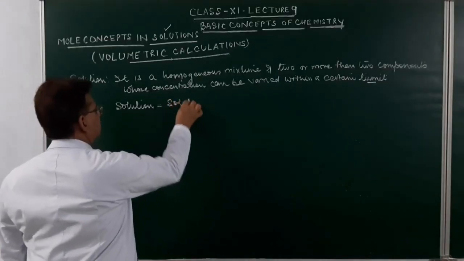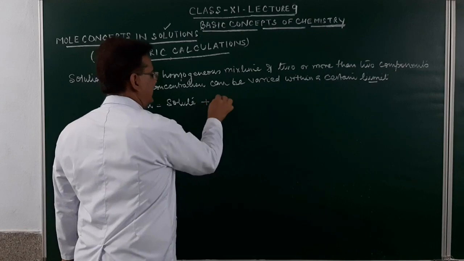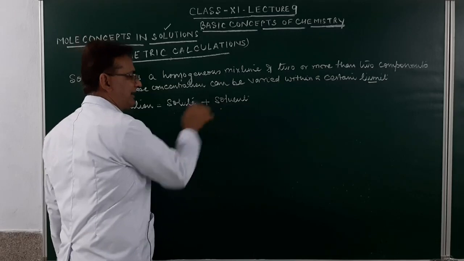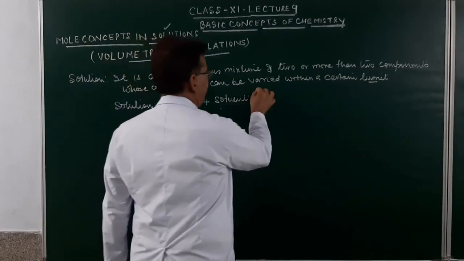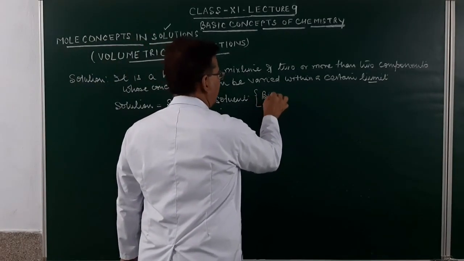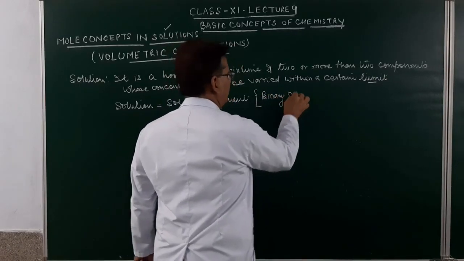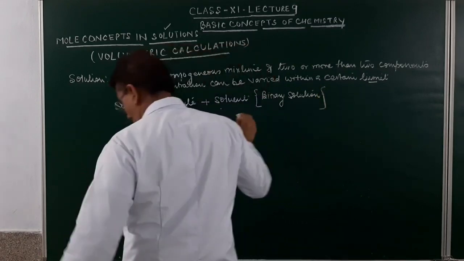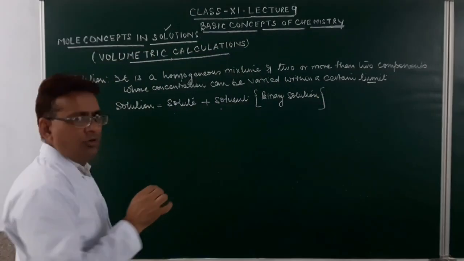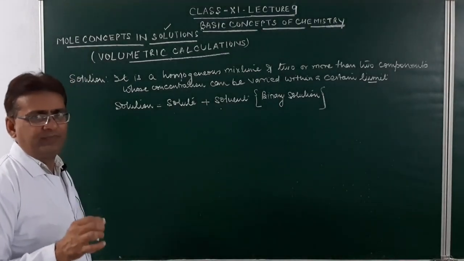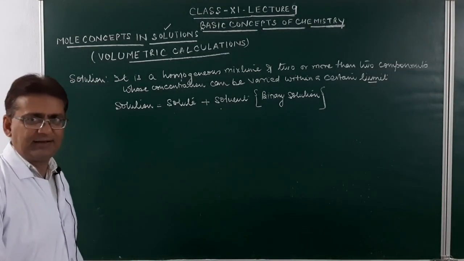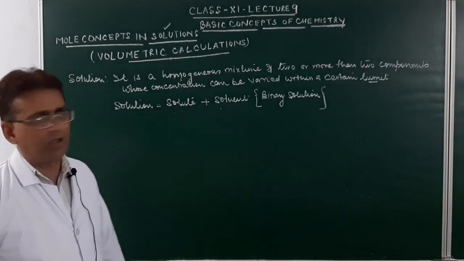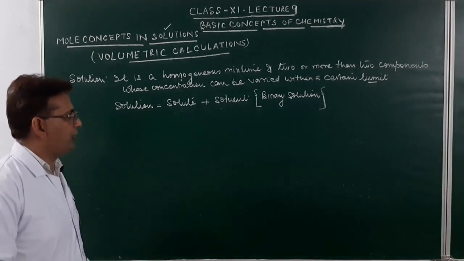One will be the solute and another component will be the solvent. How many components are these? Two. So what type of solution will it be called? It will be called a binary solution. So what is a binary solution? A solution consisting of two components, one solute and one solvent, whose composition can be varied within a certain limit is called a binary solution.